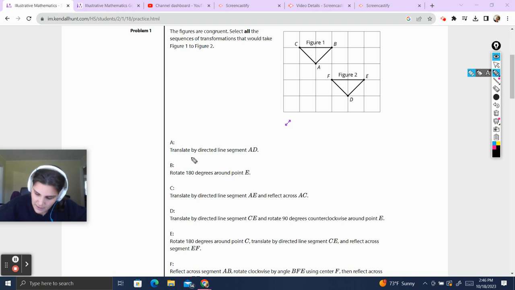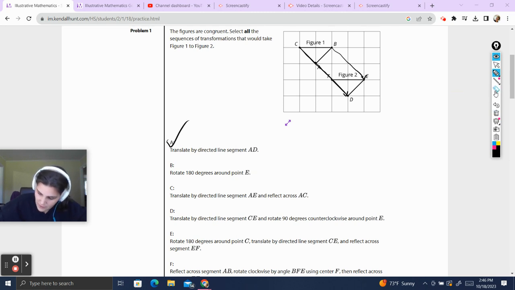Translate by directed line segment AD. Directed line segment AD, from A to D, is going to look like this. Well, if it brings A to D, the same directed line segment will bring B to E, and it will bring C to F. So yes, this works. Let's look at the next one.